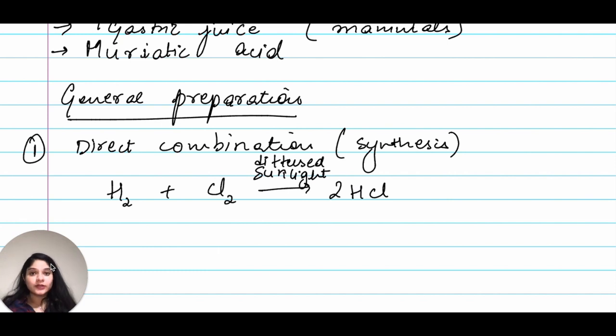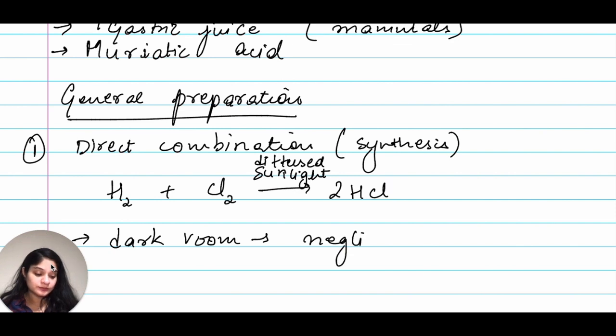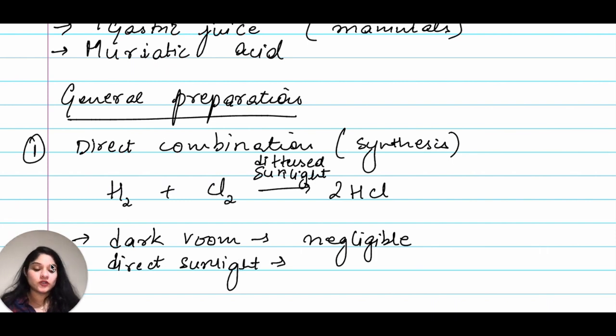This question can be asked, why only in diffused sunlight? So the basic reason is that if you have a dark room, then the reaction is negligible. If you have direct sunlight, in that case, this particular reaction can be extremely explosive. So why diffused sunlight? Because if we have a dark room, the reaction is negligible. We do not really get a lot of HCl gas in that. If we have direct sunlight, in that case, this particular reaction is explosive.